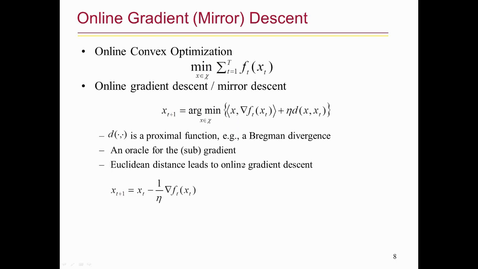So if you use Euclidean distance as this proximal function, you get vanilla gradient descent. So your new iterate will be your old iterate minus a learning rate times the gradient of the function. If this function did not change over time, this will be exactly your textbook example of gradient descent.